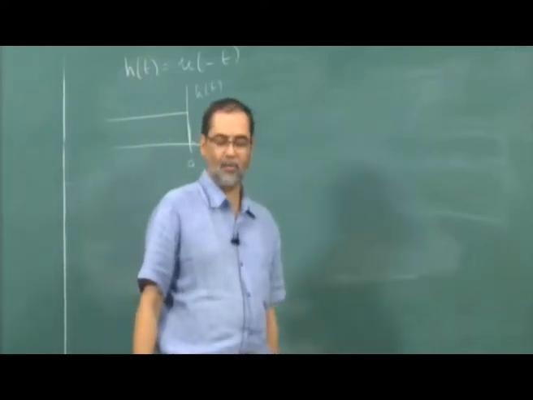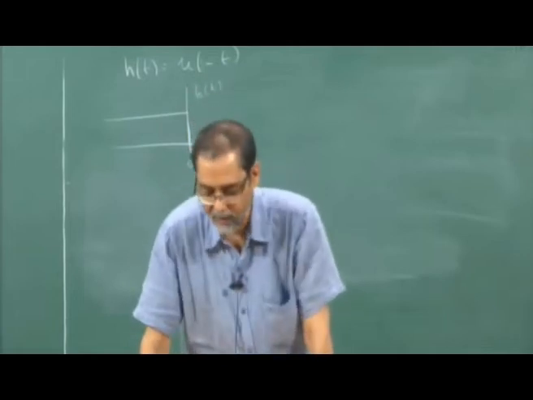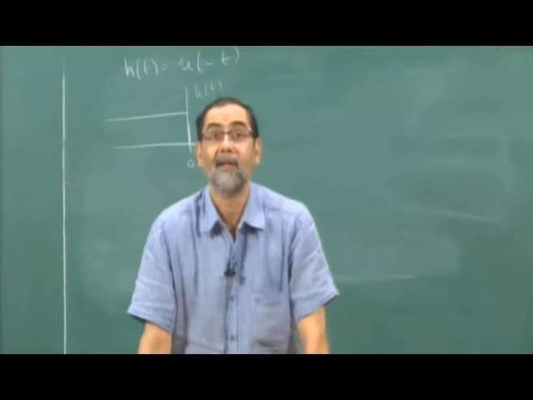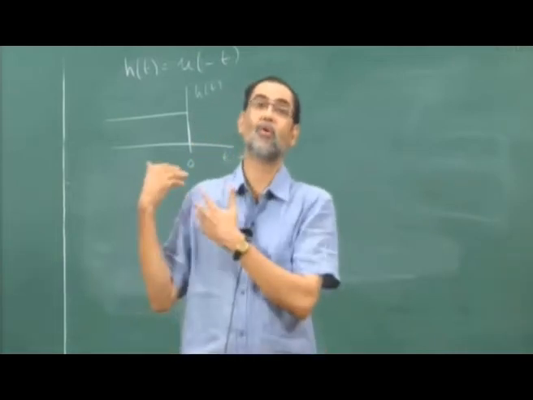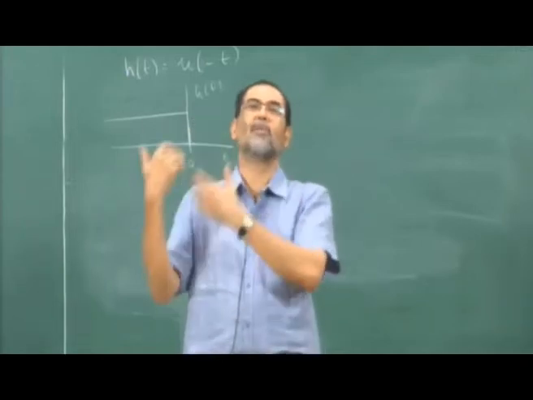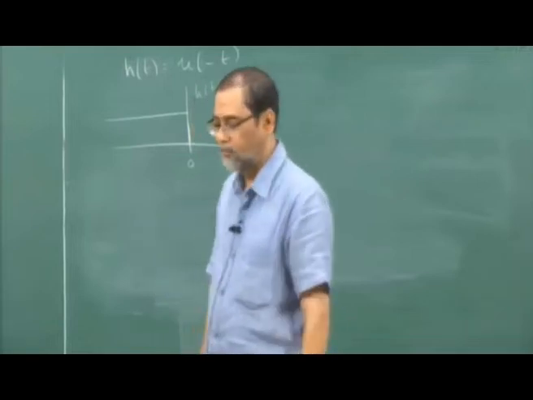Again, I will not answer this question. You first tell me whether h of t equal to u of t, whether that system is stable or not, whether that system is absolutely integrable. The same result holds good for this also. If you can answer that question, you will be able to answer this question. Same arguments, right? So there is no difference between u of t and u of minus t.